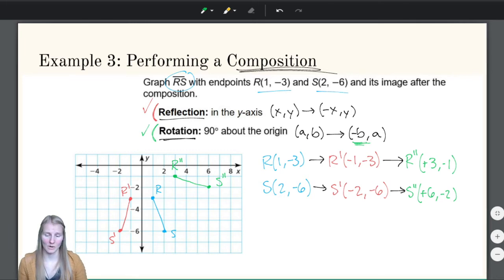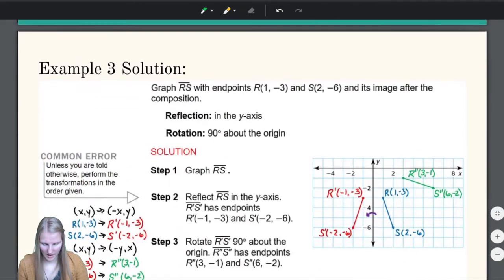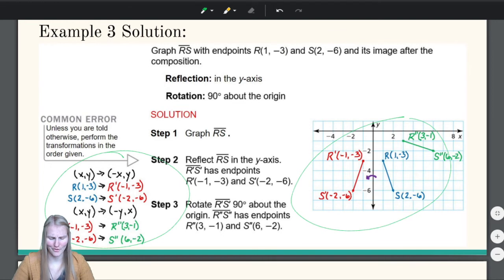Let's check and make sure we were correct. Beautiful. That's what our graph looks like. And we did our points just like they did, and our graph looks just like theirs does. So yay! We were correct.